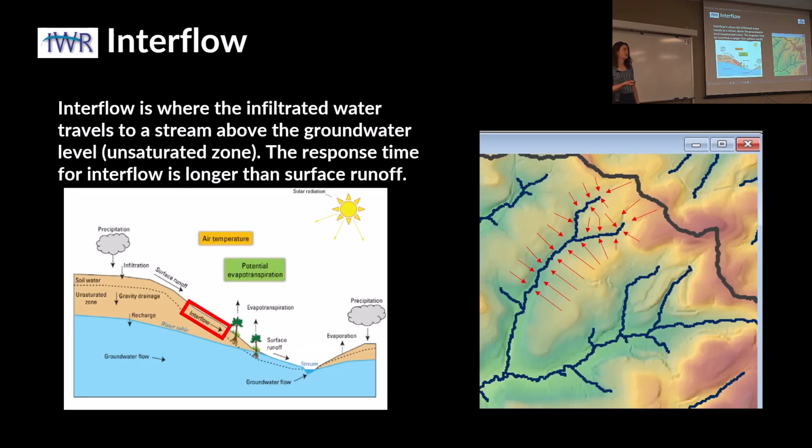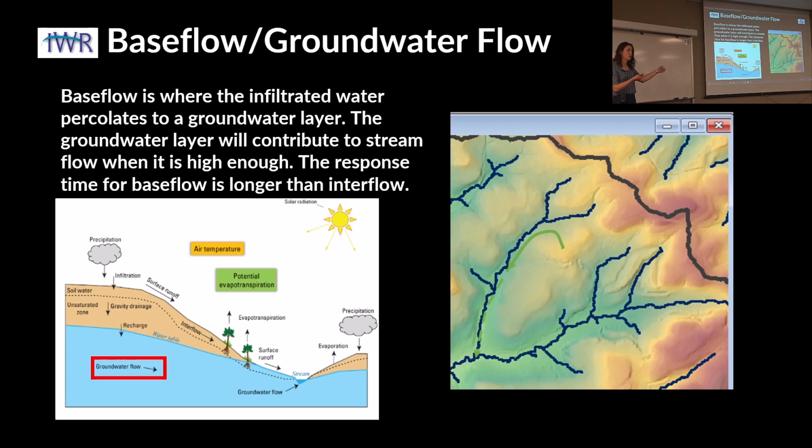All right, so let's talk about interflow and baseflow separately. Interflow is quicker responding than saturated groundwater flow, but it's slower responding than direct runoff, right? So that's the distinction. It is flow through the unsaturated zone, so beneath the ground surface, but above our groundwater table. And like I said, the response time is longer than surface runoff, but slower than saturated groundwater flow. Then baseflow or groundwater flow is infiltrated water that percolates into the groundwater layer and that contributes to streams when the flow is high enough, right? So much slower responding and can persist between rainfall events.